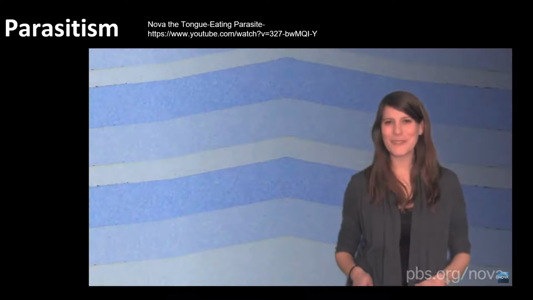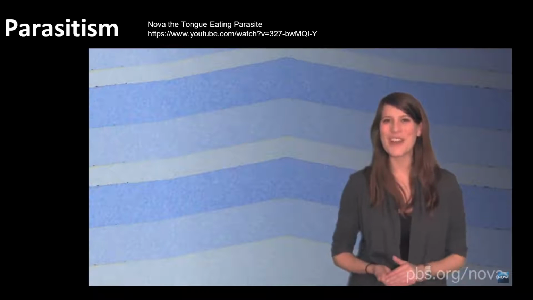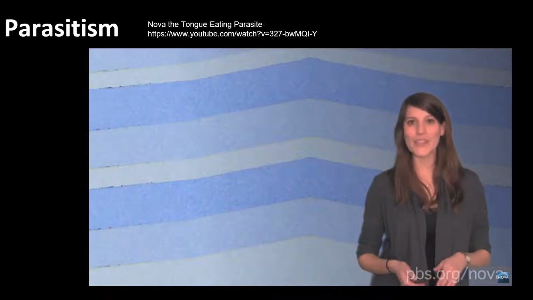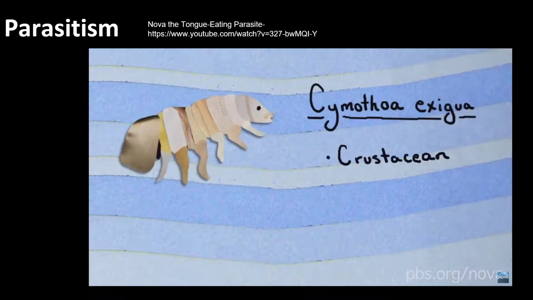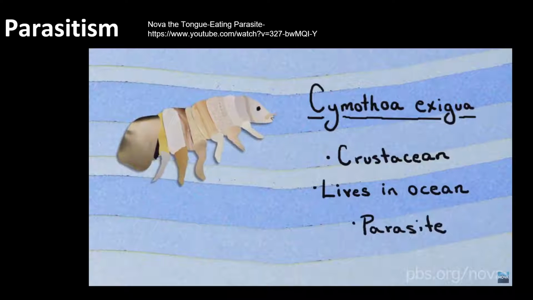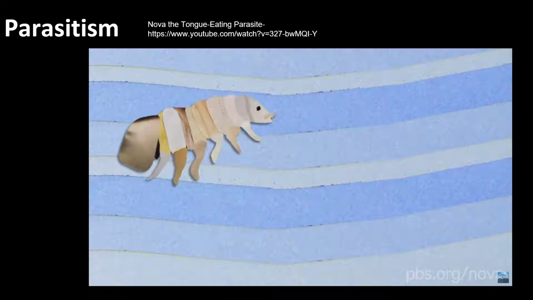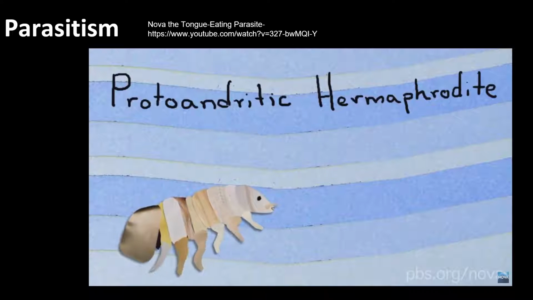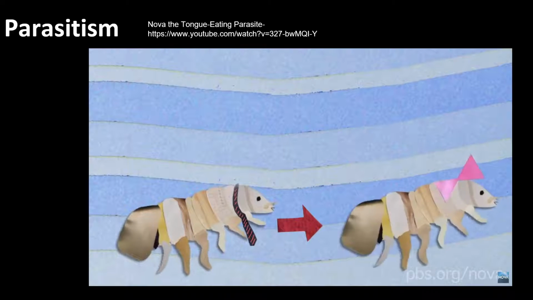I'm about to introduce you to one of the grossest creatures on Earth. It's the tongue-eating isopod, Cymothoa exigua. Isopods are crustaceans like lobsters and crabs. This particular isopod happens to live in the ocean and is a parasite. It's a sort of marine louse, only it's way creepier. Anyway, the first crazy thing to know about these guys is that they're what's called protandric hermaphrodites. That means that when they're adults, the males can become females.